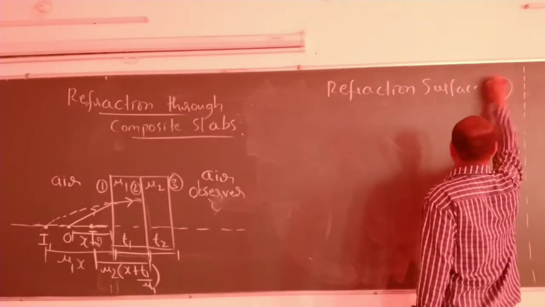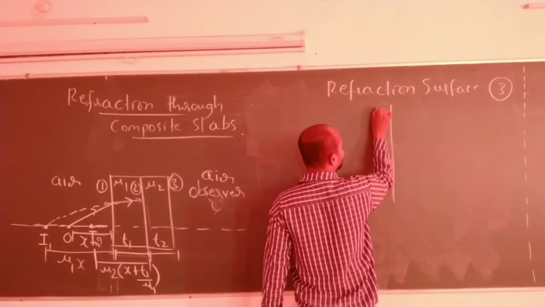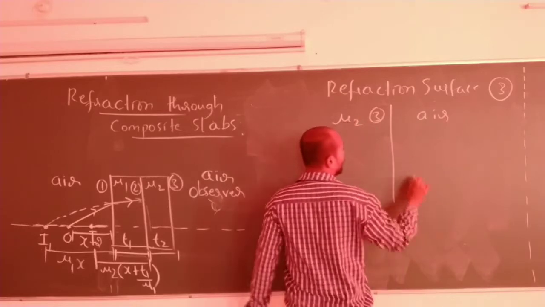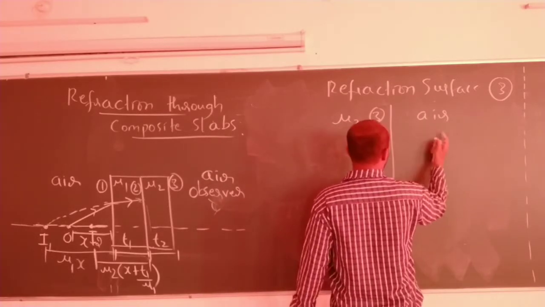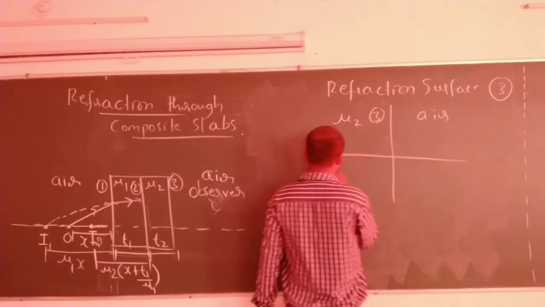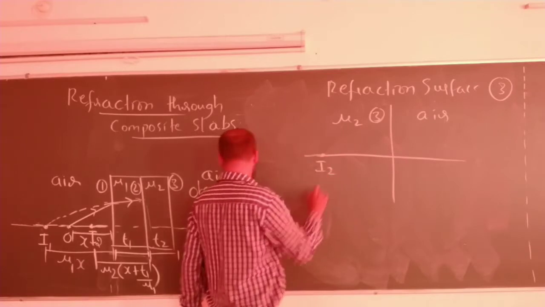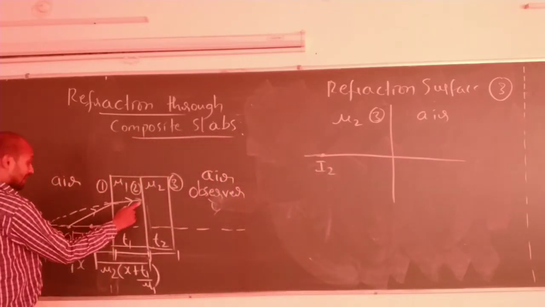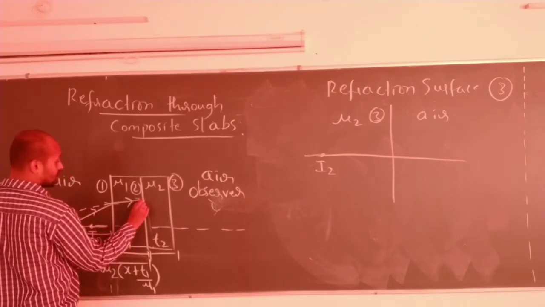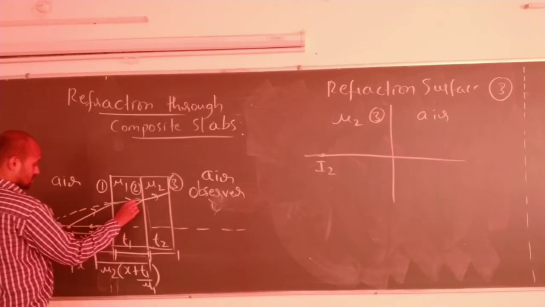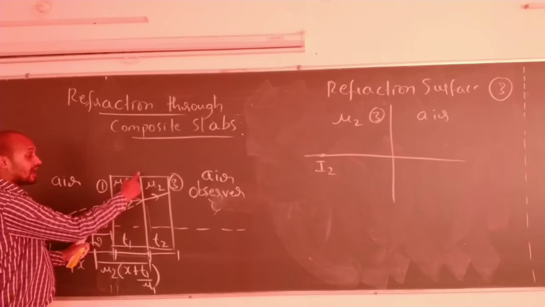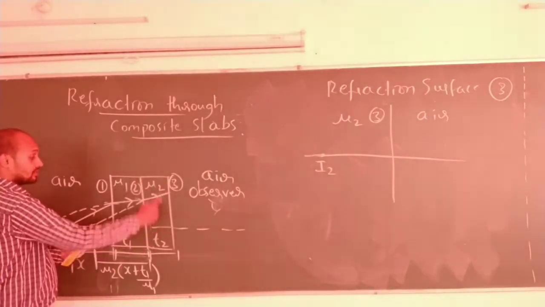Now let me come to refraction through the third surface. What is happening in the third surface? See here, this is the mu2 medium, and this is air, where the observer is. Now think that I2 will act like an object. I will extend this line. This is I2, and I2 will act like an object to this surface.